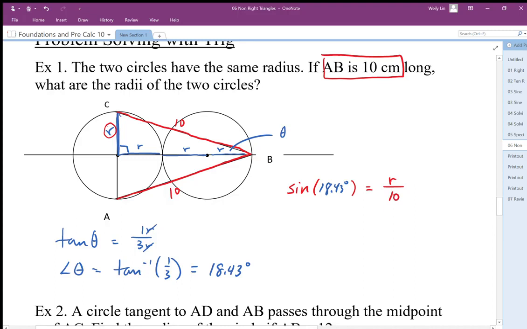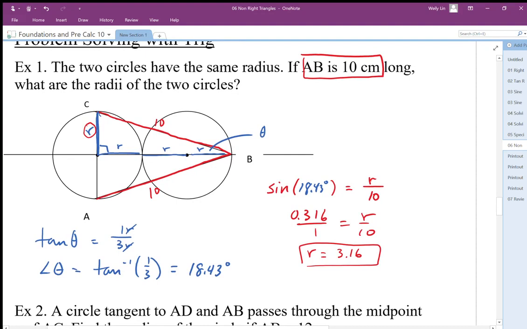So I need to go back to my calculator. I need to convert that sine ratio, the angle, back into another ratio. So it's going to be 0.3162. We'll compare that to 1, and that's going to be R to 10. Solving for the radius algebraically, we get 3.16, and that is the radius. So there's our answer. The radius of the two circles is 3.16 centimeters.